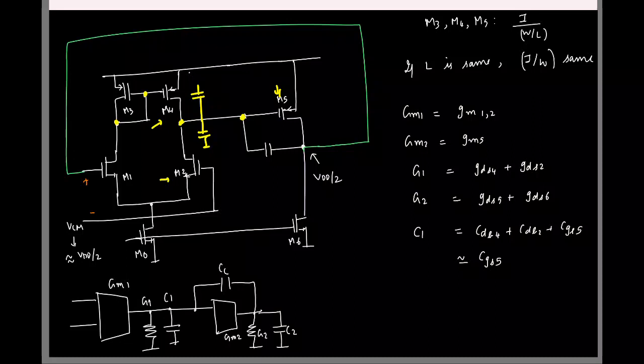Cool. And what about C2? Okay, good question. He's asking about CGD, but CGD will come in parallel with CC, right? Okay. So what about C2? C2 is the total capacitance from the output to ground. No CC. I mean CC is additional capacitance that we are adding, right? I am just looking at the total capacitance from this node to ground. Yeah, okay. C2 is basically the drain to bulk of M5 and drain to bulk of M6. Okay, CDB5 plus CDB6.